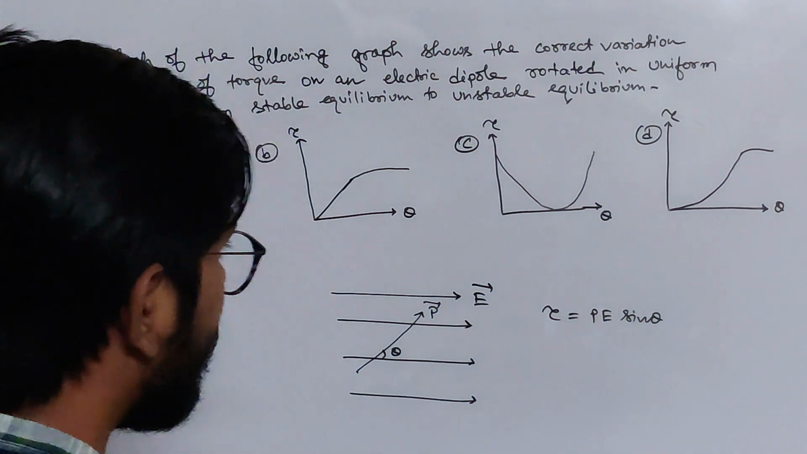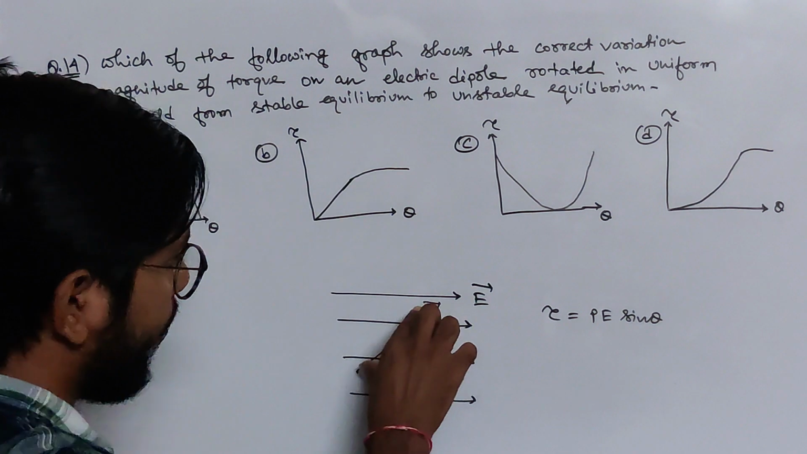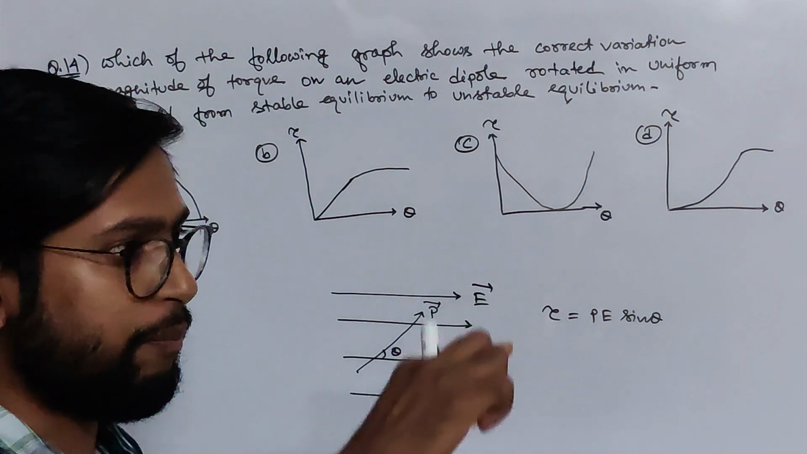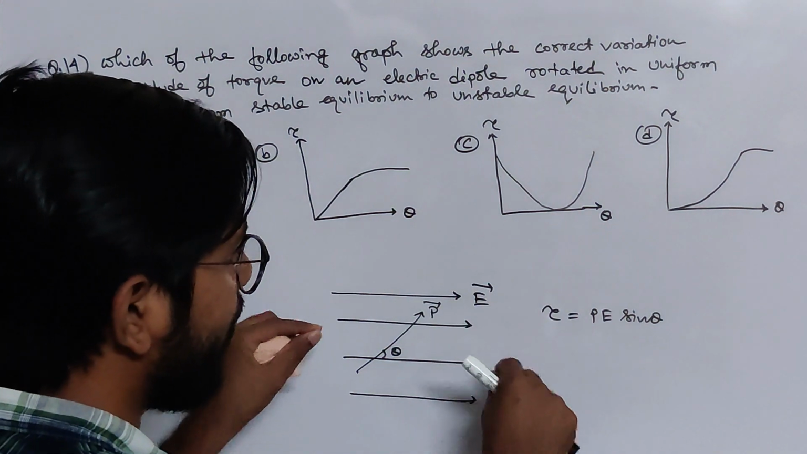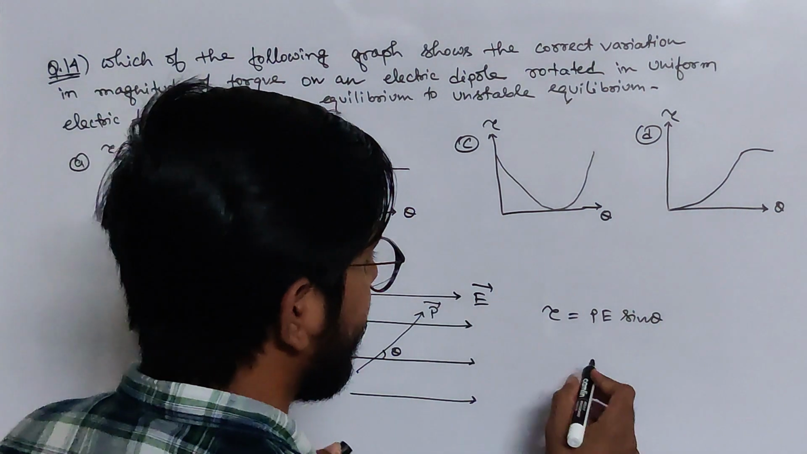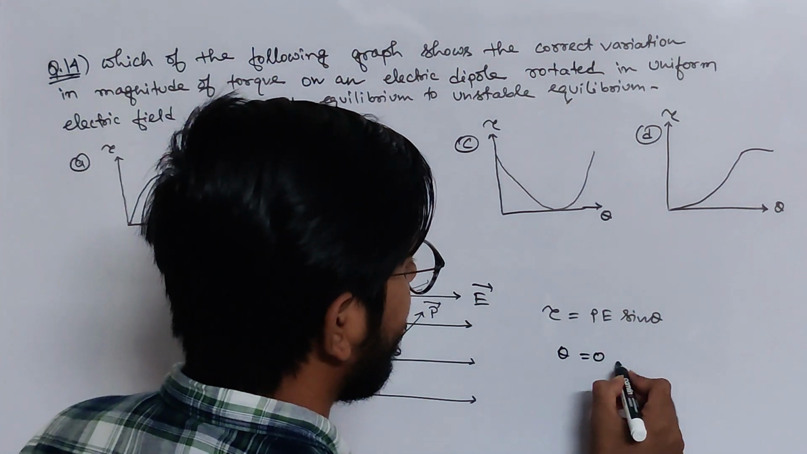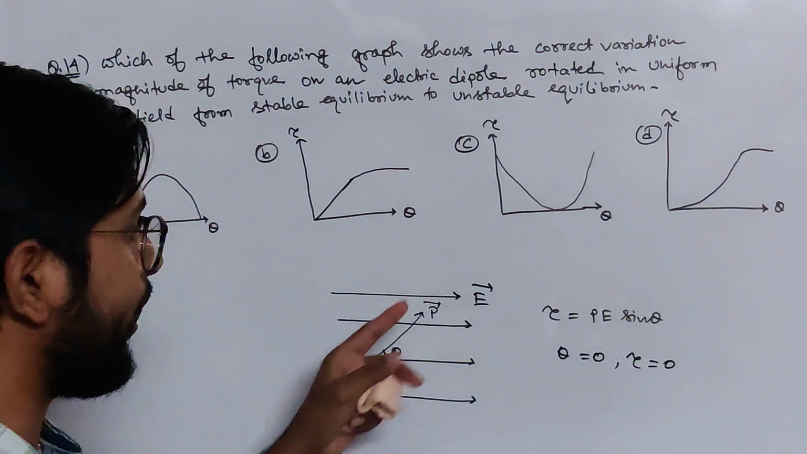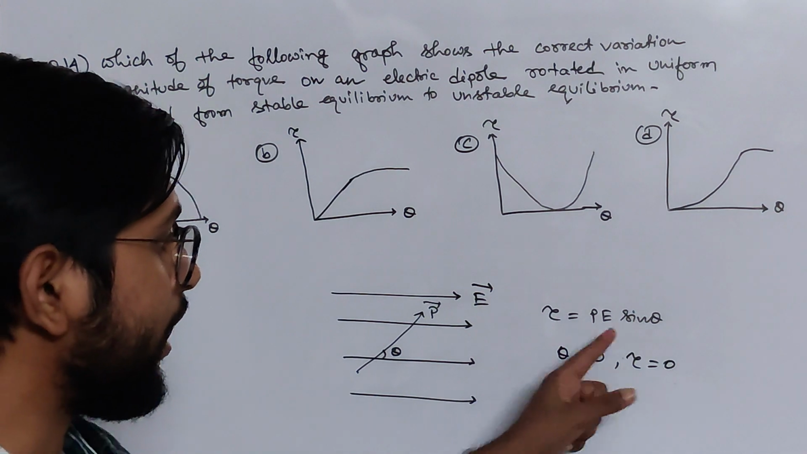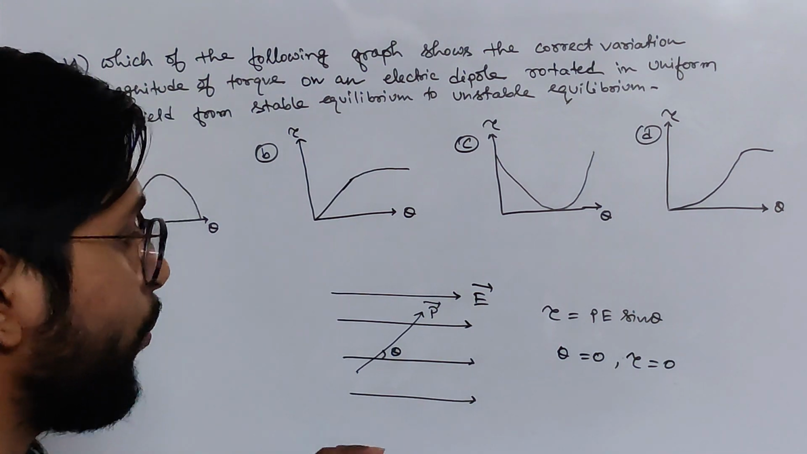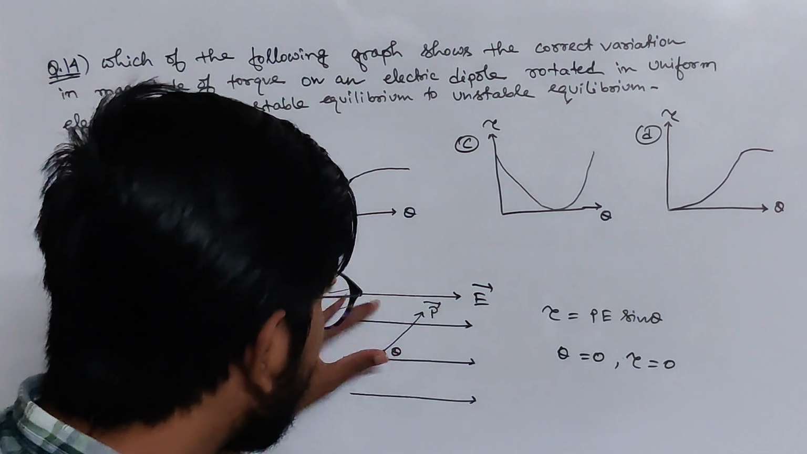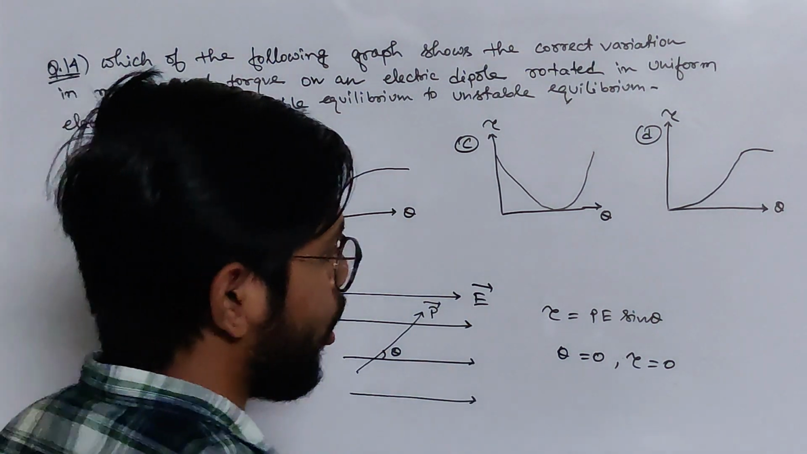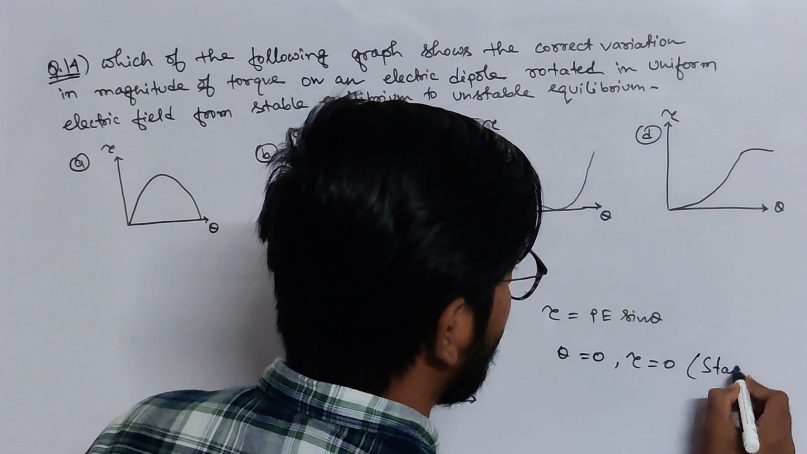Now see, if P is aligned along the direction of electric field, then we know theta equals 0. Then the torque acting on that electric dipole will be 0. If theta is 0, then tau is 0. When P is along the direction of electric field, this is known as the stable equilibrium position.